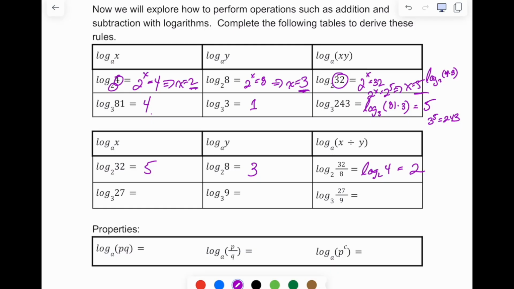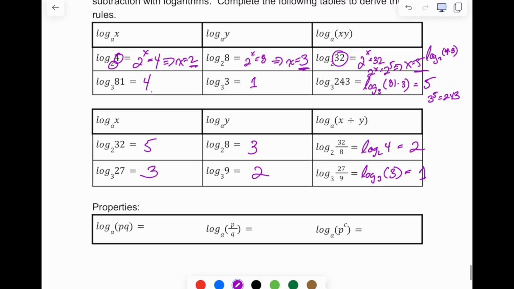Another example here is log base 3 of 27 is 3. Log base 3 of 9, that's going to be 3 squared, so that's going to be 2. But what's log base 3 of 27 over 9? This is going to be the same thing, log base 3 of 27 divided by 9 is 3. So log base 3 of 3 is just 1.